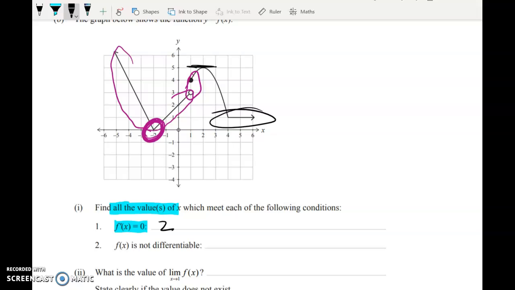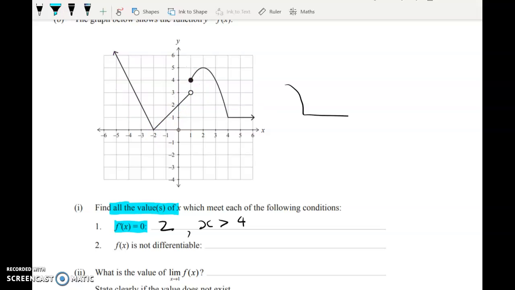Secondly, I've got this horizontal line here. So for x strictly greater than 4, I've got the gradient equal to 0. It's strictly greater than 4 because at the point where x is 4, the gradient's not defined, because the rise over run, as we get closer and closer to that point, is not the same from both sides. So I'll check the answers in a minute, but those are the 2 places where the gradient is 0.